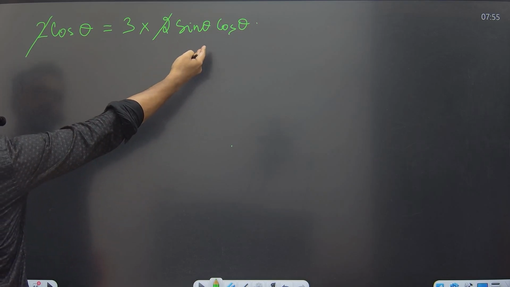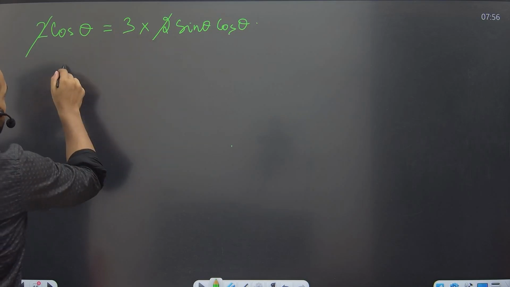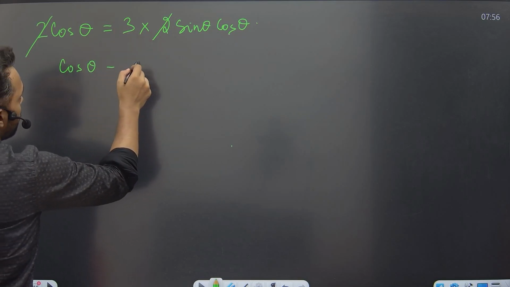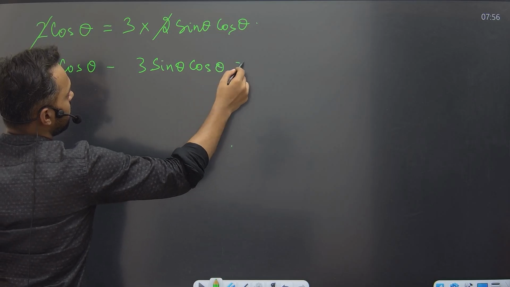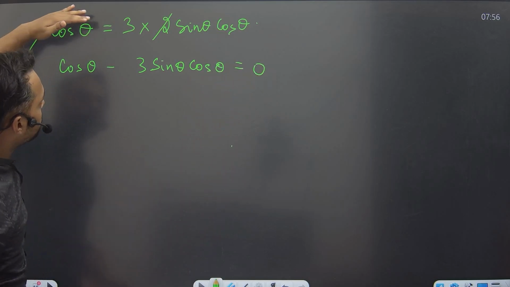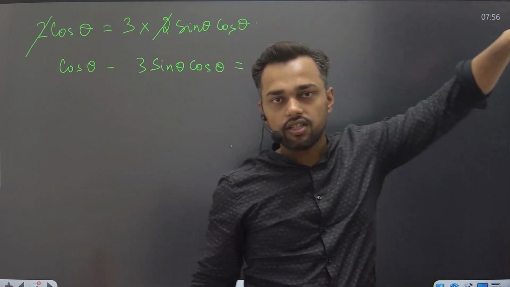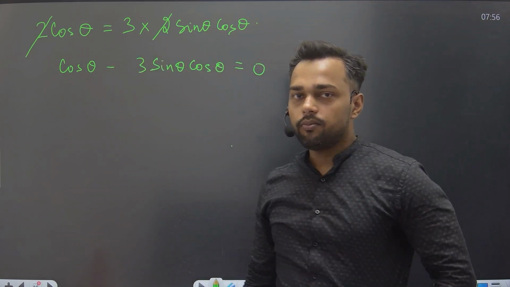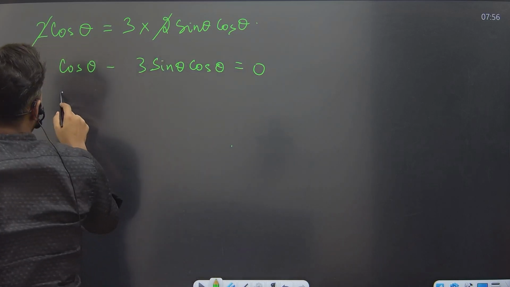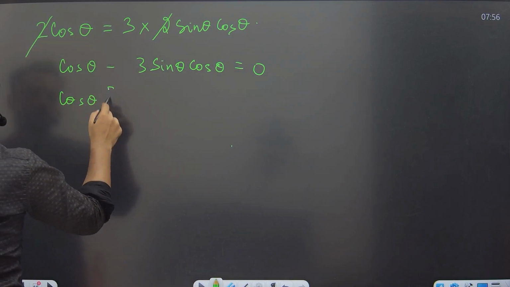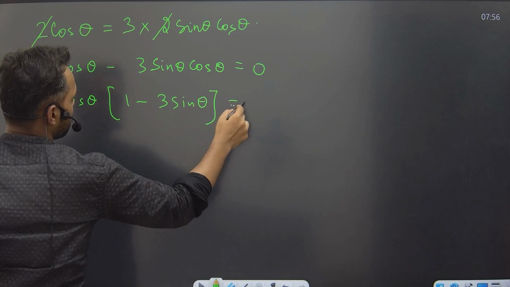We need to take the right hand side to the left hand side. So we'll get cos theta minus 3 sine theta cos theta equals 0. Don't cancel cos theta and cos theta here. The majority of students cancel the cos theta, so from here you will miss one value of theta. From here just take cos theta as common. So we'll get cos theta times (1 minus 3 sine theta) equals 0.